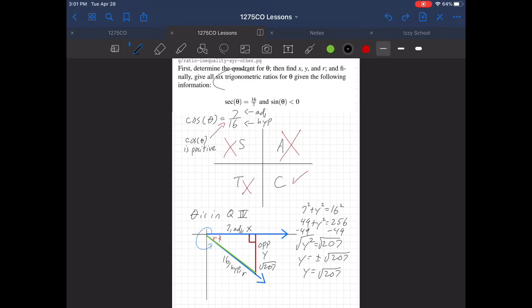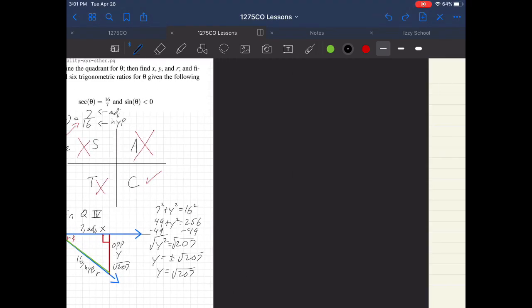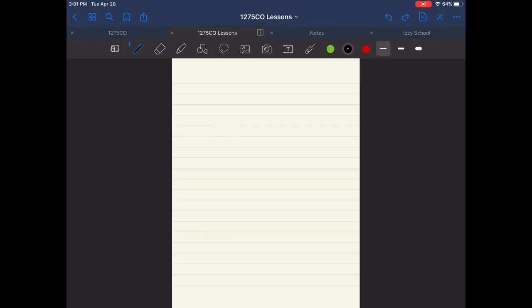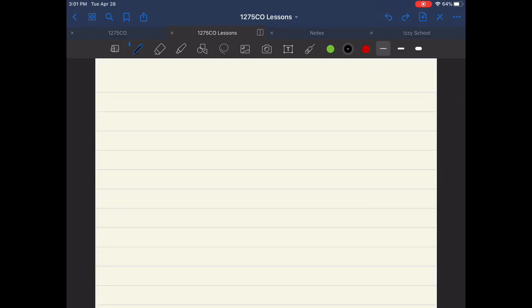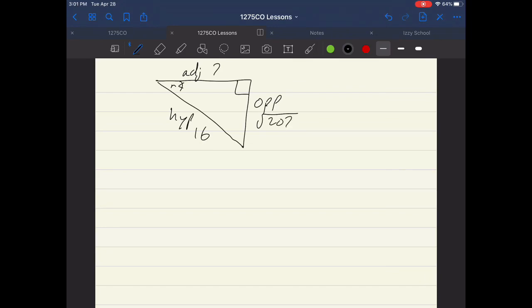So now let's find the 6 remaining trig ratios for theta. Redrawing our triangle, we can redraw it in the same fashion that we were given. This is the hypotenuse. Our angle is here. The hypotenuse was 16. Adjacent was here. That's going to equal 7. And opposite is here. That's going to equal the square root of 207.